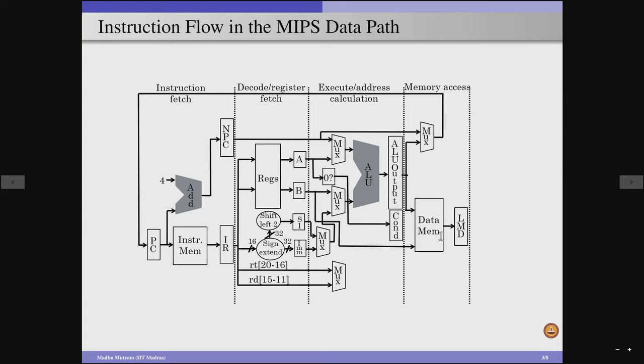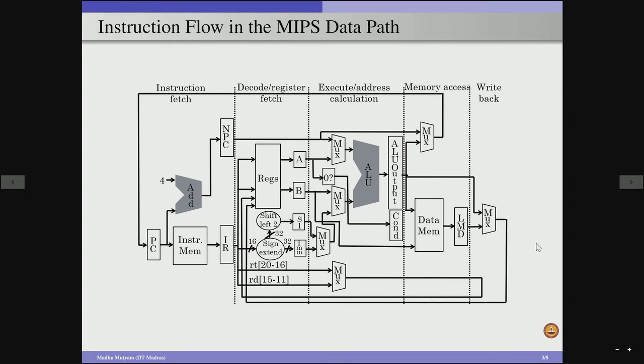And if it is a memory access operation, then we consider this ALU output as one input, and similarly B as another input, and based on that we perform the actual operation, whether it is a write operation or a read operation. And if it is a read operation, we are going to read from the specified location, and the data will be stored in another temporary register, LMD.